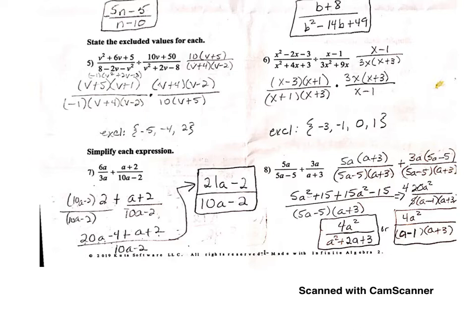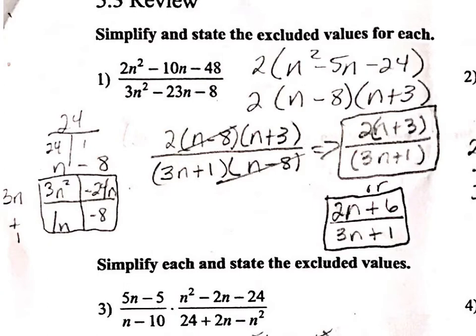So let's start with question number 1. It says simplify and state the excluded values for each. The first thing we need to do is take a look at the rational expression. You want to see if there are any factors that you can factor out of each term before you start. In the numerator, we have a common factor of 2, so we factor that out first, and we're left with n squared minus 5n minus 24.